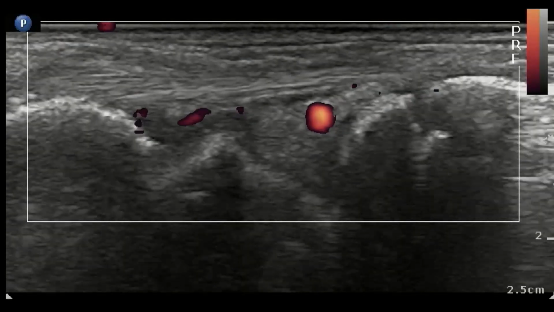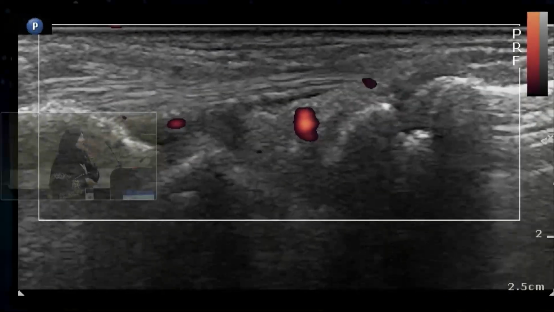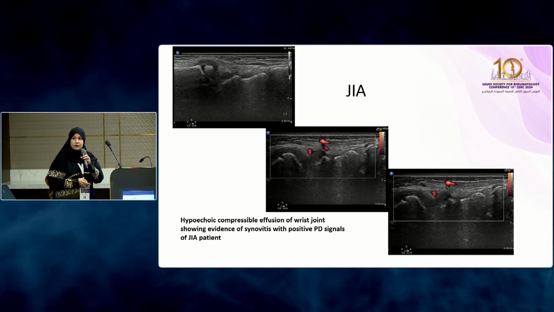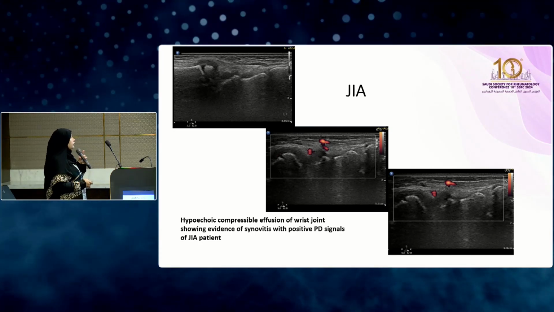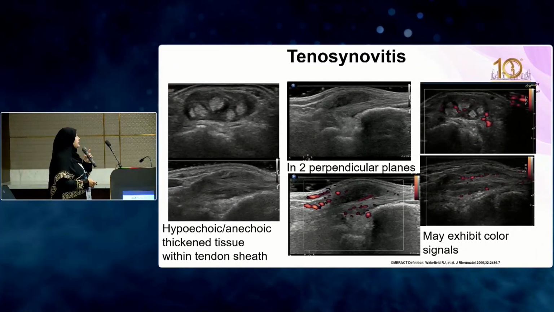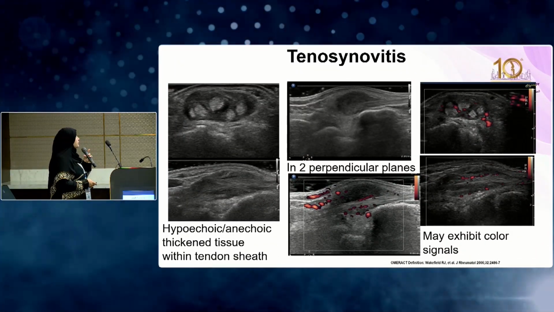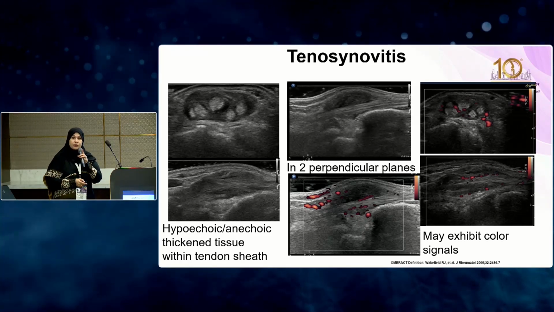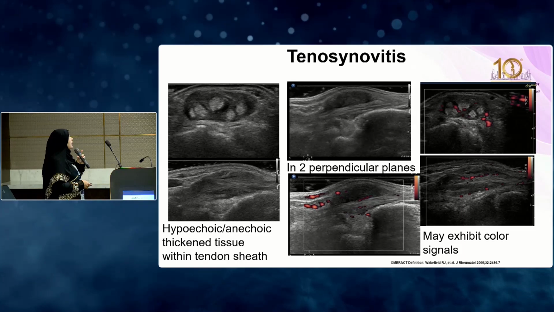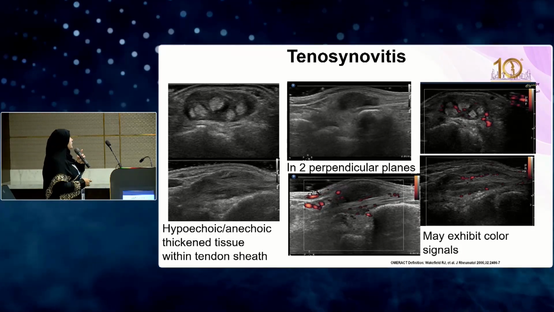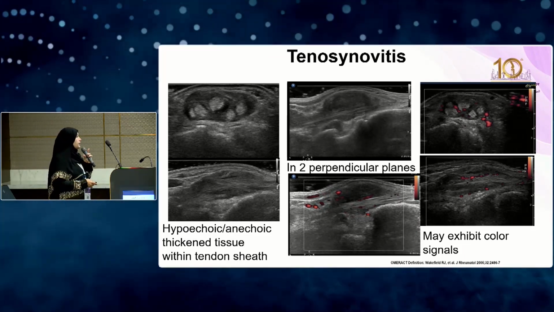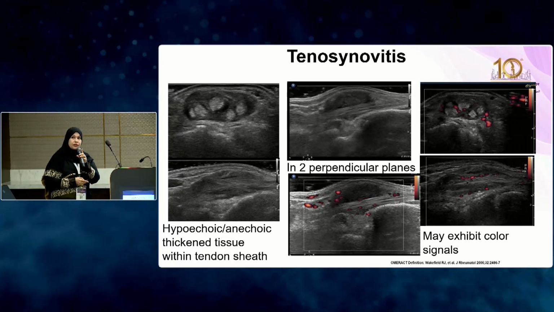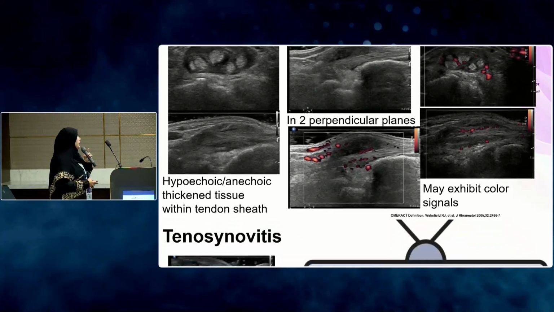Wrist joint with active Doppler signal in rheumatoid arthritis. A case of JIA, juvenile idiopathic arthritis, showing also active Doppler signal and synovitis. Tenosynovitis is also characteristic. You can differentiate between wrist arthritis and tenosynovitis by ultrasound. This is a case of tenosynovitis in the fourth compartment, represented by a hypoechoic structure around the extensor tendon exhibiting Doppler signal.